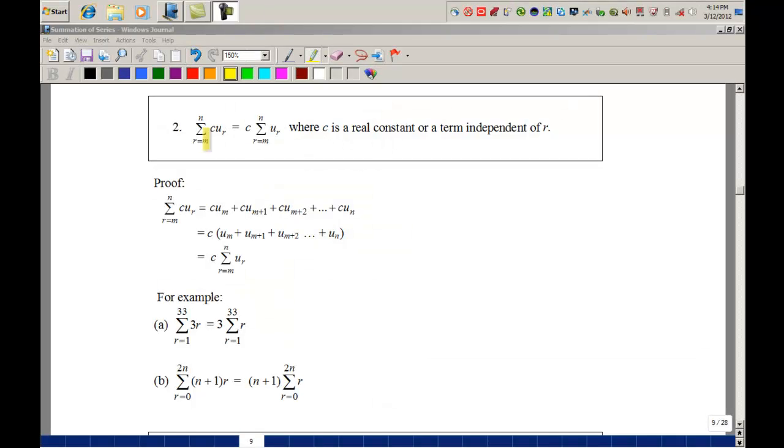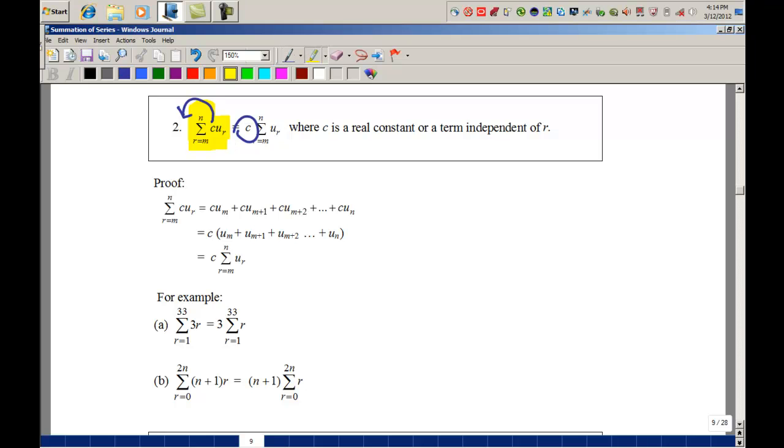Now the second property is very easy to understand also. If you have summation, some constant c times u_r, then what this property is trying to tell you is that the c, the constant, can be brought out. See, the c has gone out.